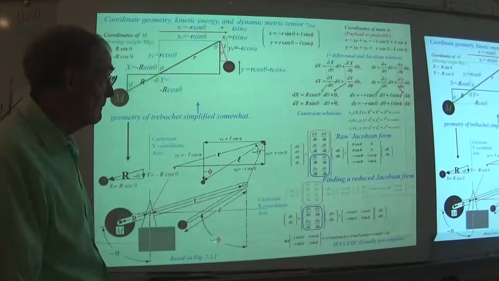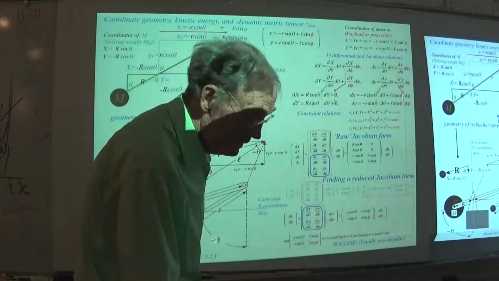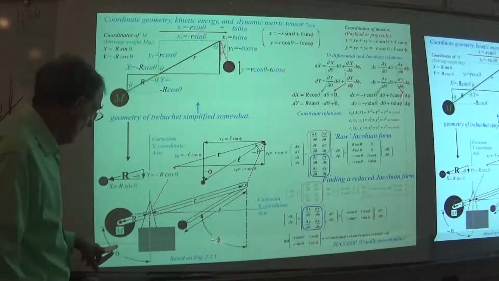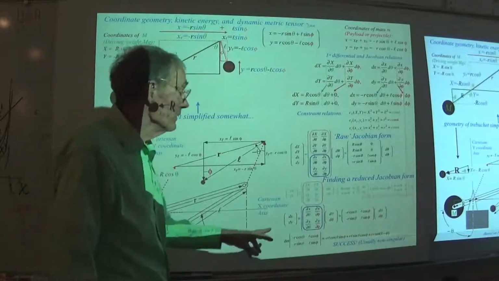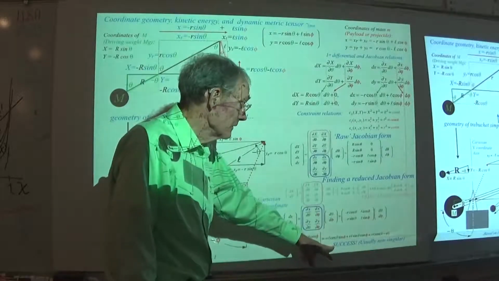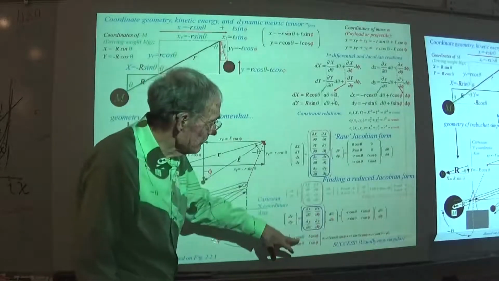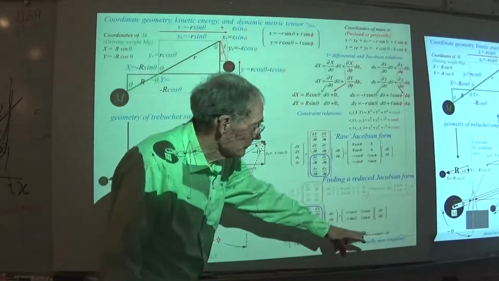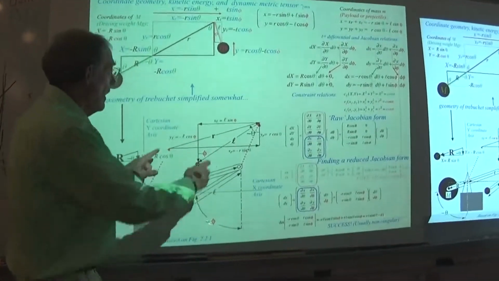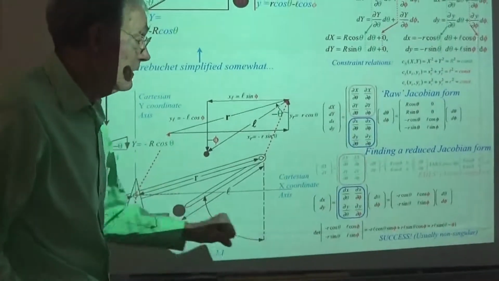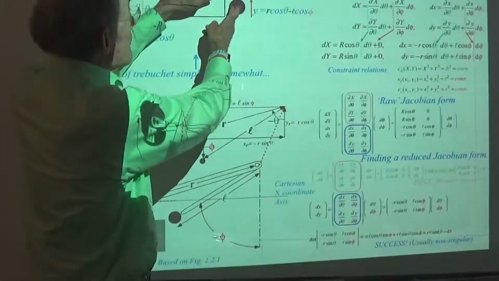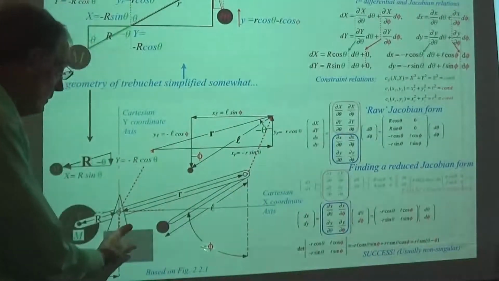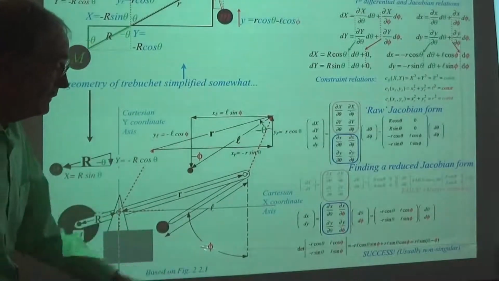This is much better. This is a successful Jacobian right here. The one that involves just the phi and the theta. And it is usually non-singular. And you can see after you've taken the determinant here, it has a very simple form. It is the product of the constant little r and the throwing arm L and the sine of the difference of these 2 angles, theta and phi.